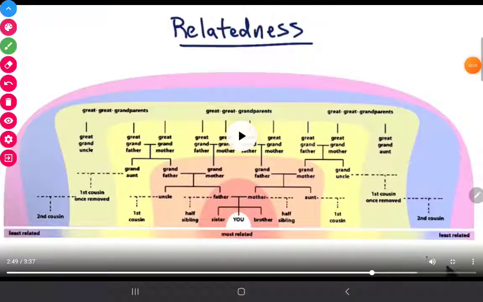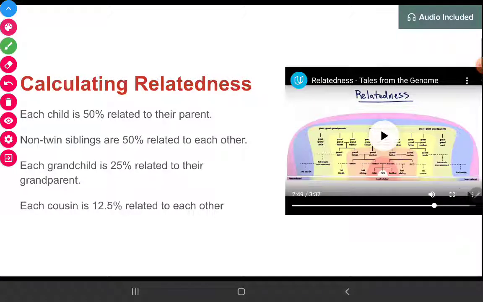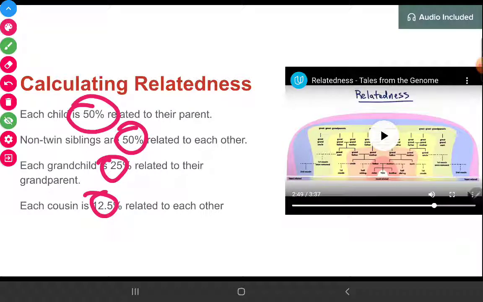I pulled this picture from a video I was watching. So let's talk about relatedness. Actually, I'm going to start here. You are 50% related to your parents, but you are also 50% related to your siblings. And then you are 25% related to grandparents, and then 12.5% related to cousins.